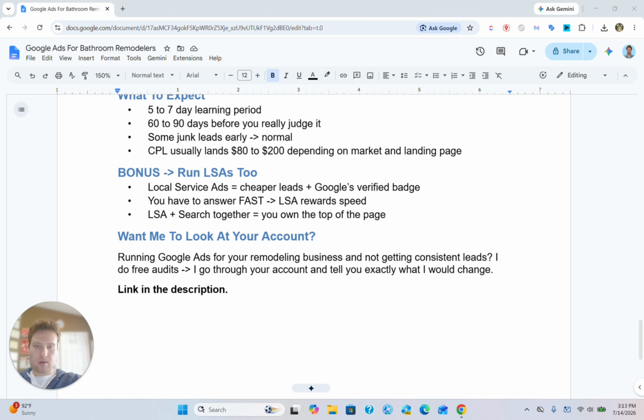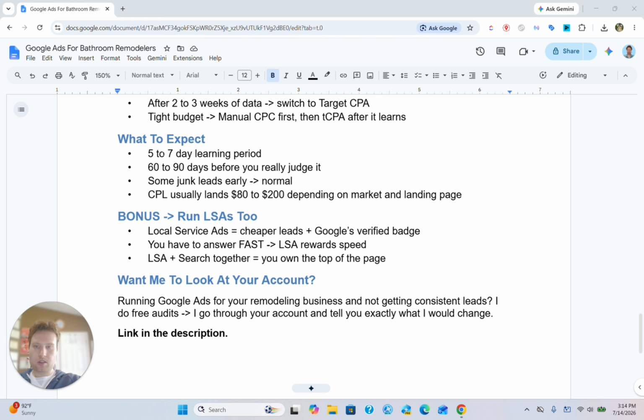Also, if you are running local service ads, it is even more important to make sure you answer the phone quickly because Google will penalize you if you don't pick up the phone. If you run these two together, that's a really powerful combination. And especially when you're in this early learning period, I would definitely recommend running local service ads as well. That'll go a long way in terms of picking up some of the slack as the search campaigns continue learning.